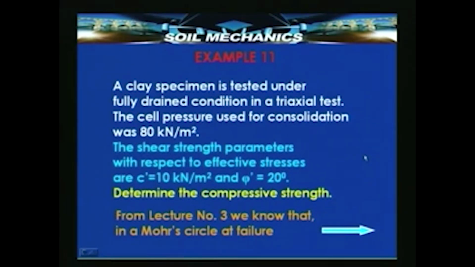A clay specimen here is tested under a condition of full drainage. The cell pressure used is 80. Here the shear strength parameters are given, C dash and phi dash, the effective stress parameters. What is required is the compressive strength of the specimen. Now, that is, from shear strength we want to determine the compressive strength of the soil. It is possible from the triaxial shear test data. From lecture number 3, we know that there is a certain relationship that holds good in a Mohr circle at failure. Let us see what that relationship is in the next slide.